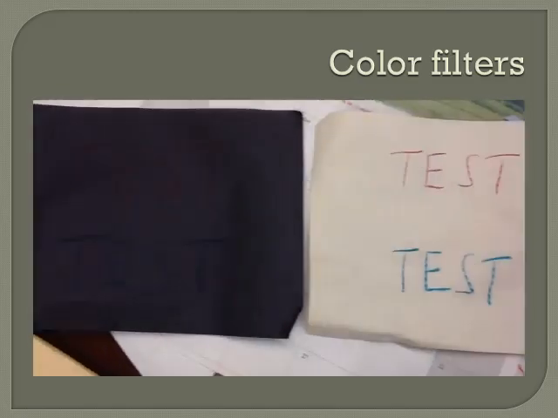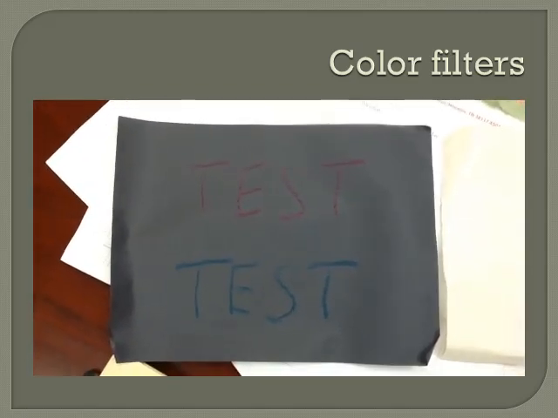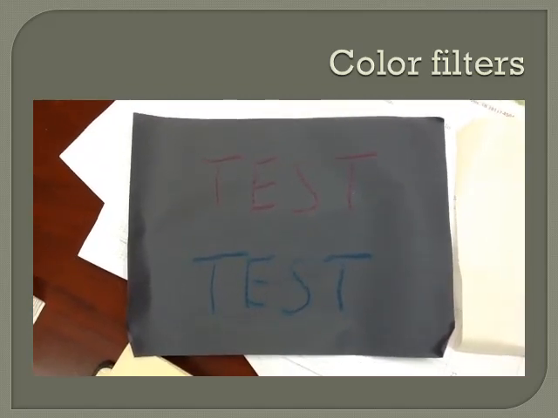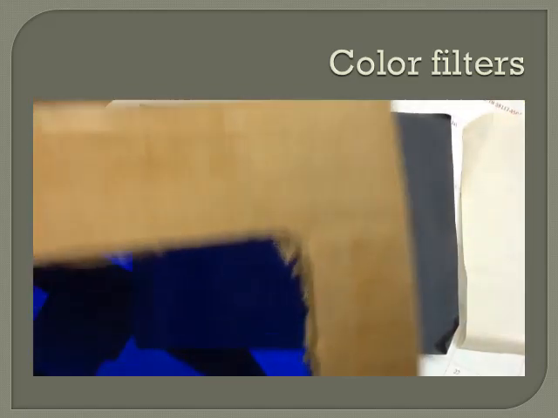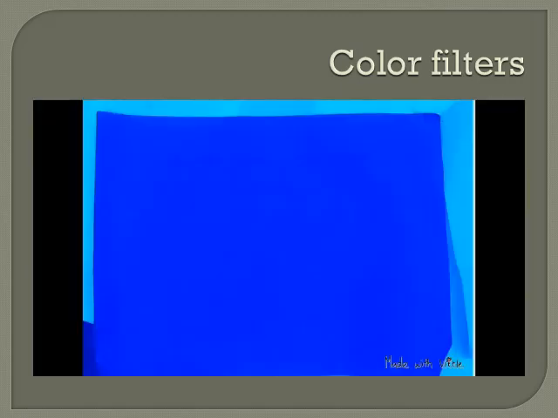Now, let's see what happens when we put different color filters in front of my camera lens. So I'm going to put first a blue filter in front. And notice what happens. What do you see? Now, before we address the writing part, let's just talk about why this black construction paper appears to be blue now.